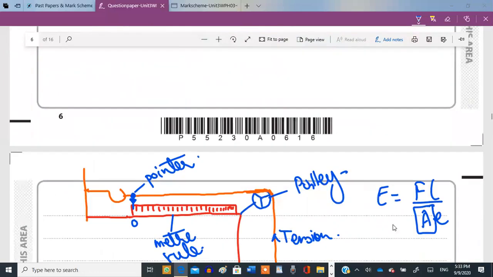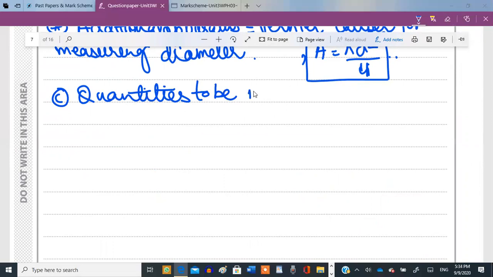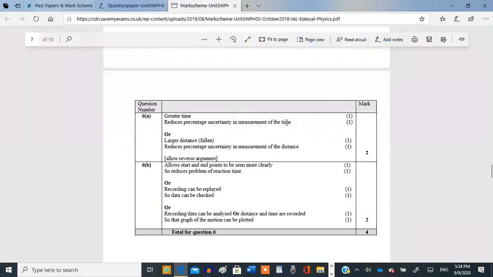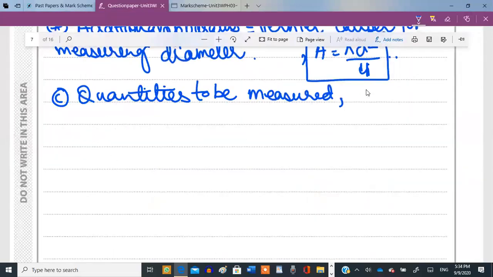Then the quantities to be measured. It's better if you write them down alphabetically, with letters, or you can write a continuous answer. It's up to you, but I think the marking scheme has allowed writing it without. They did write it with the letter, so we are going to do that. Quantities to be measured include, what are the quantities? Come on, list them. The original length of the wire.